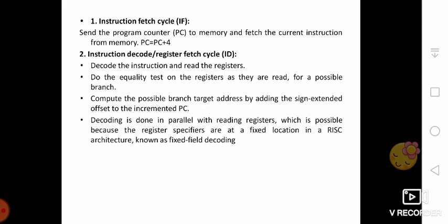Next is the instruction decode or register fetch cycle. Decode the instruction and read the registers. Do the equality test on the registers as they are read, for a possible branch. Compute the possible branch target address by adding the sign-extended offset to the incremented PC. Decoding is done in parallel with reading registers, which is possible because the register specifiers are at fixed locations in RISC architecture, known as fixed-field decoding.